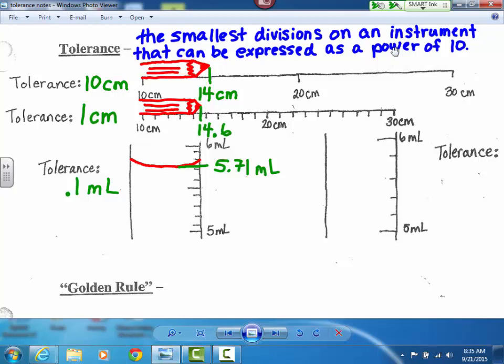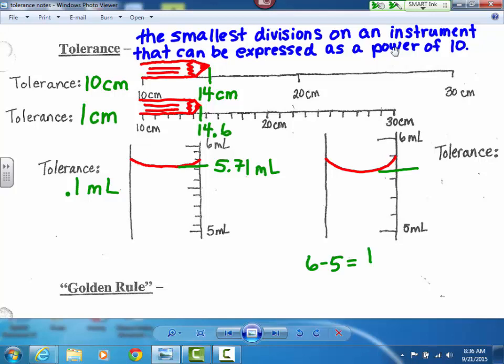Okay, let's do the last one. Again, this is a liquid, kind of like a graduated cylinder. Read from the bottom of the meniscus. The measurement looks like it's about there. Okay. What do these lines count by? How many are there? 1, 2, 3, 4, 5. There's 5 steps in between 5 and 6. What do those count by? 0.2. If you don't know that, go 6 minus 5. Okay, that's 1. 6 minus 5 is 1.